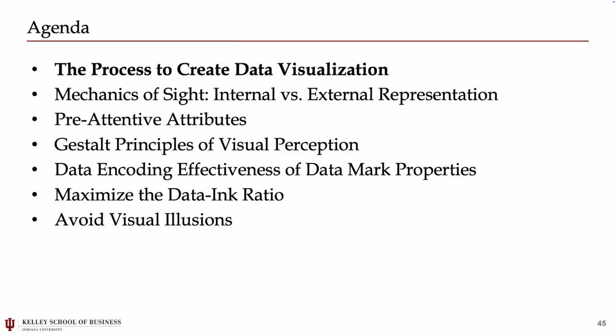We covered research results on the effectiveness of properties of visual elements, which explain why bar charts are more frequently used and pie charts are generally discouraged. We learned the overall rule of maximizing the data-ink ratio in visual design. Finally, we see that our brain can play tricks on us and create visual illusions. So we need to be careful in visual design to ensure that we are communicating an accurate story.